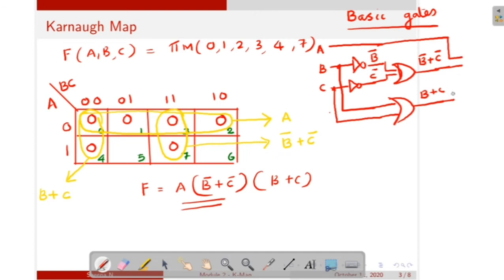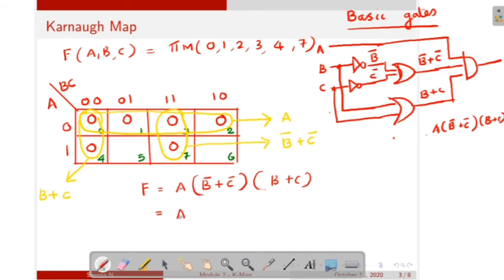It is given to a 3-input AND gate. So we get the output as A into (B bar plus C bar) into (B plus C). Okay. Next we can implement this using universal gates. So here it is a POS expression.